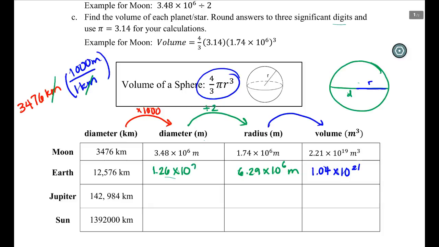Oh, and I should put units on all of these. My diameter, once I converted from kilometers, was in meters. Radius is still in meters. And volume, I've taken those meters, the radius, and cubed it, so we have meters cubed. Cubic meters is how you make up a volume. So you have these little cubes to fill up stuff, right? When you're filling up something, it has to have 3 dimensions. So that's exactly what you're going to do for the other 2 as well.